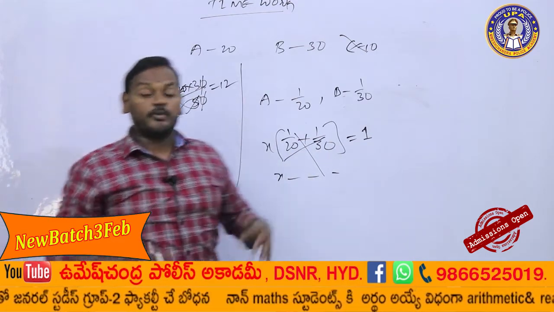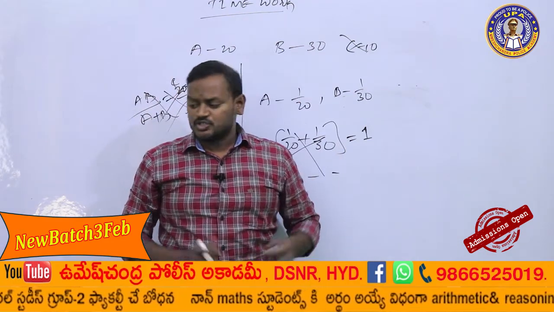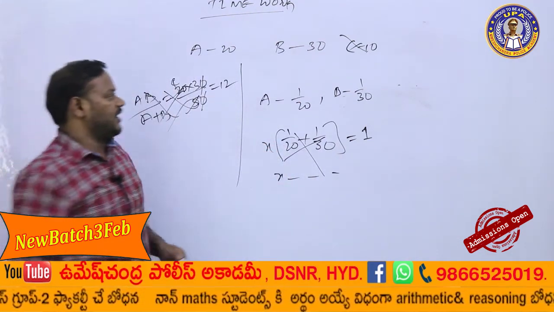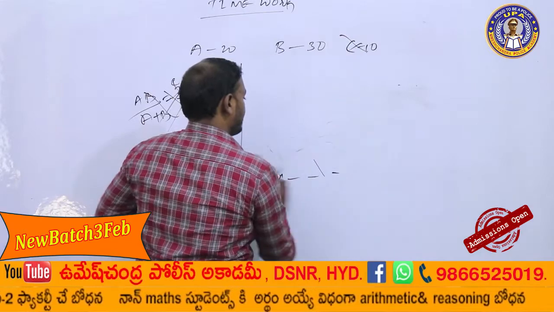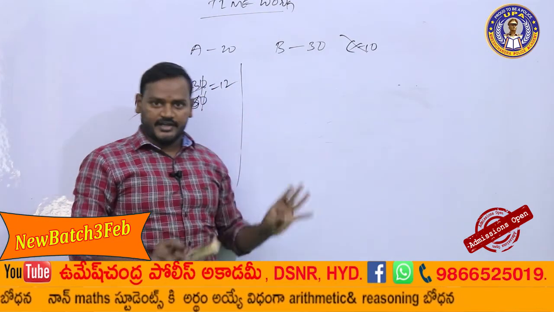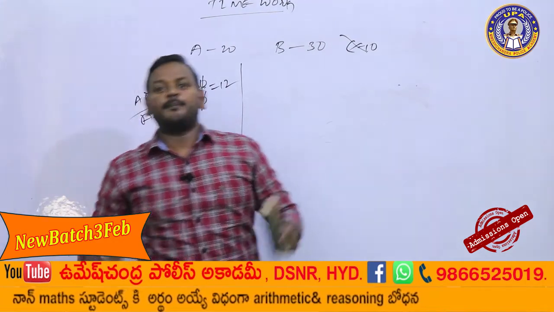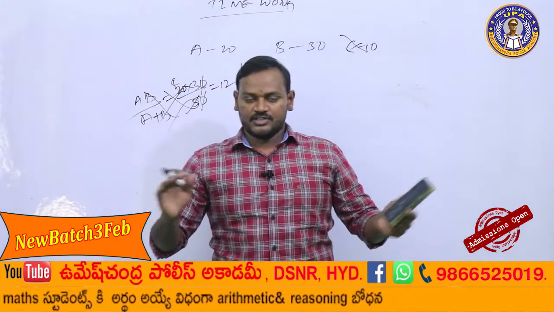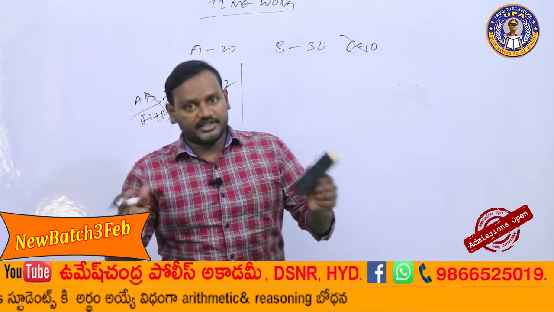Of course, few people are using the LCM procedure also. So what is that LCM procedure actually? Let's check the LCM procedure here. So observe it clearly, A can do a work in 20 days, B can do the same work in 30 days. That's why we need to fix a particular target for them. Is it clear? We need to fix a particular target for them.